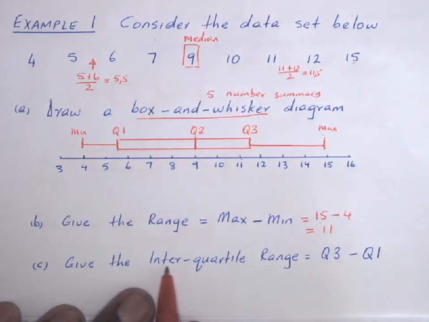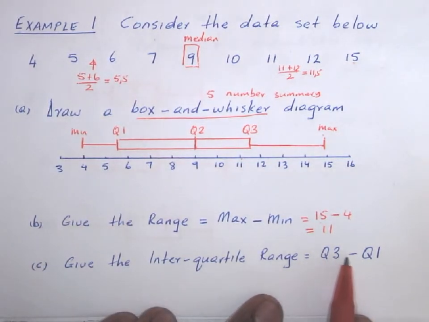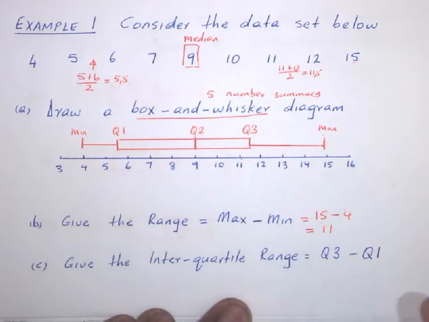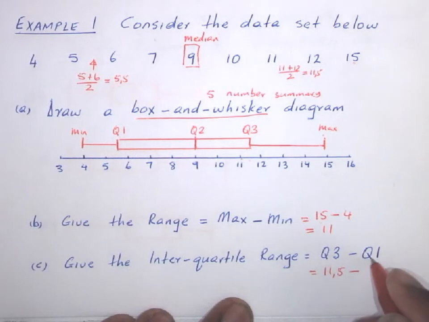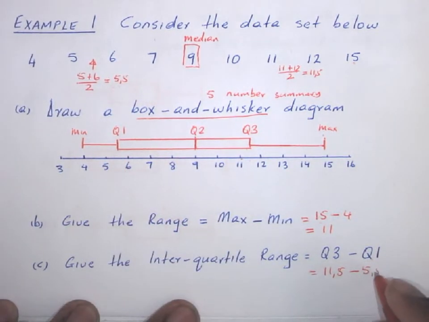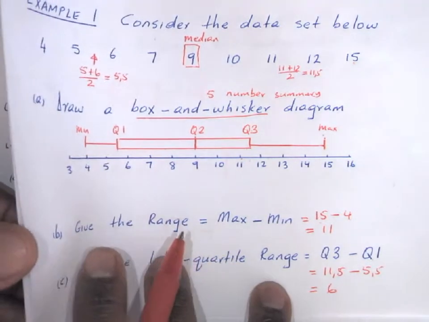Sometimes they say find the interquartile range. The interquartile range, you take Q3 and subtract Q1. Q3 was 11,5, so you subtract Q1, and Q1 was 5,5. Your answer is 11,5 minus 5,5, which is 6. Let's look at another example.